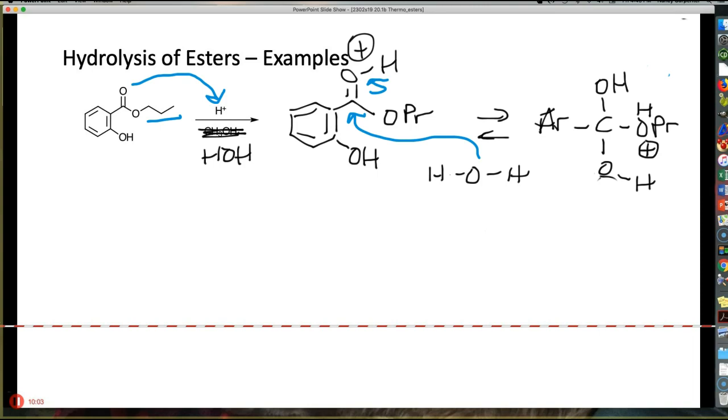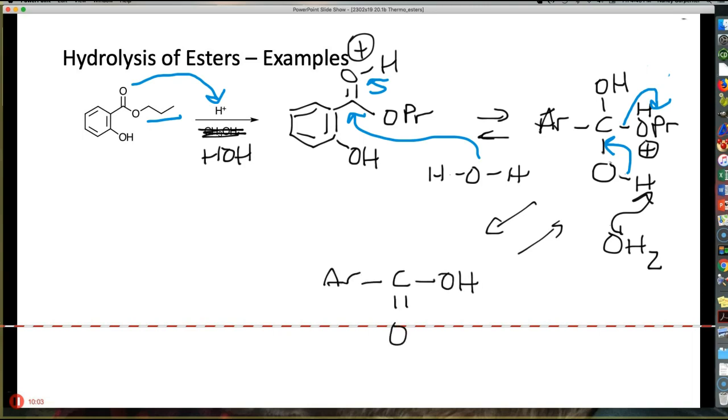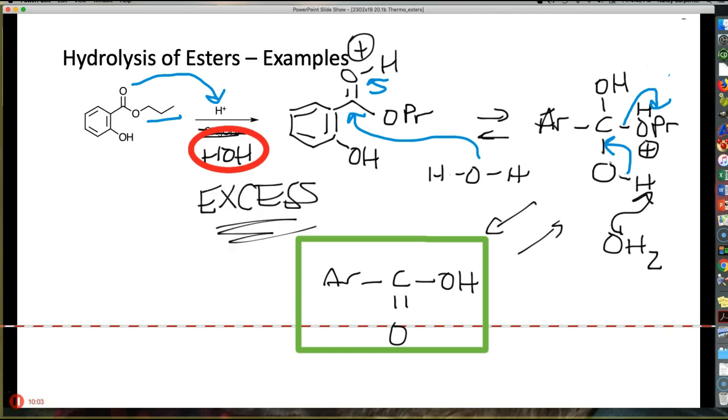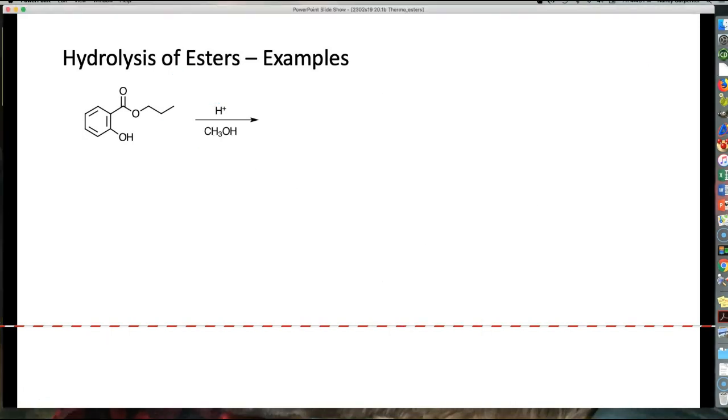And now what? Well, now it's quite evident, I hope, that I can just take my water and flip that down and kick that out to get my hydrolyzed ester. And so the reason we can do this is because this guy must be present in huge excess. And even then, there's no way we're going to get 100% yield on this. There will be an equilibrium. So that's an example of acid-catalyzed hydrolysis of esters.